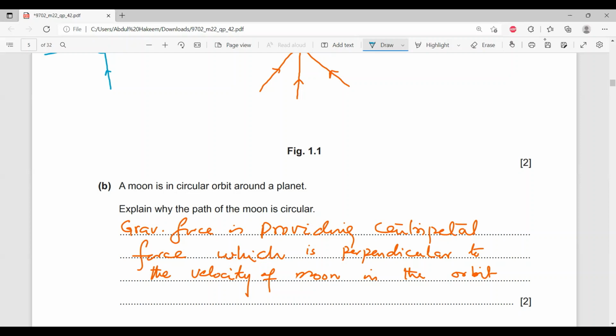So do remember, for a circular path, it is very important that the angle between the force and the velocity remains 90 degrees.